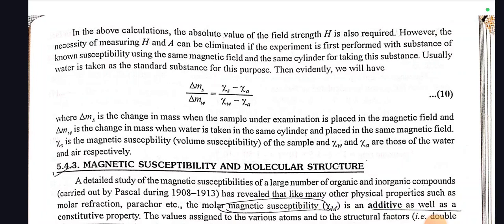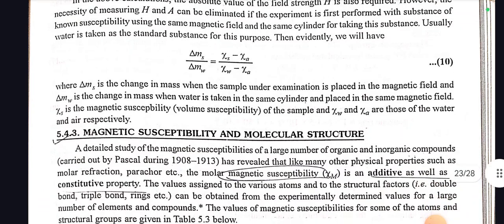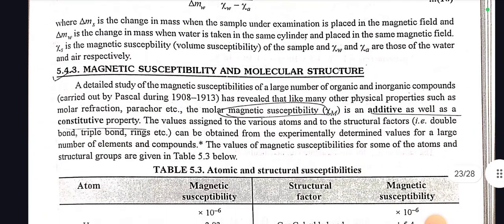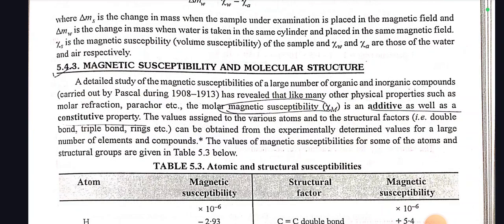where delta ms is the change in the mass when the sample under examination is placed in the magnetic field, and delta mw is the change in mass when water is taken in the same cylinder and placed in the same magnetic field. Psi s is the magnetic susceptibility of the sample, and psi w and psi a are those of water and air respectively. Magnetic susceptibility and molecular structure.